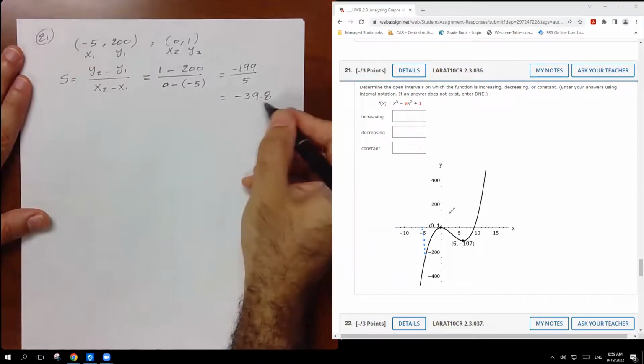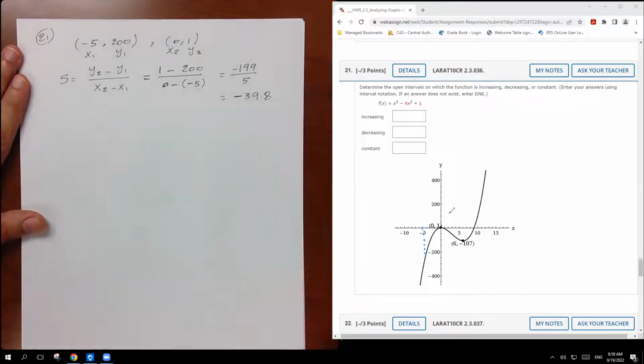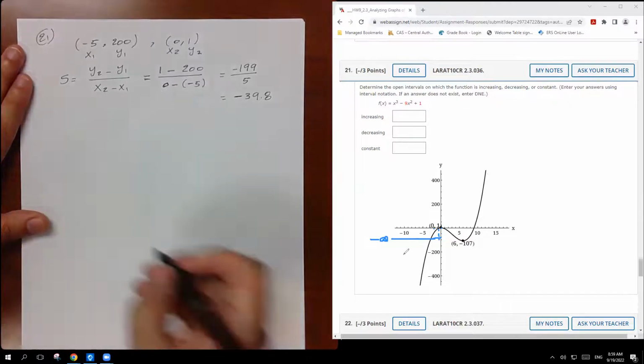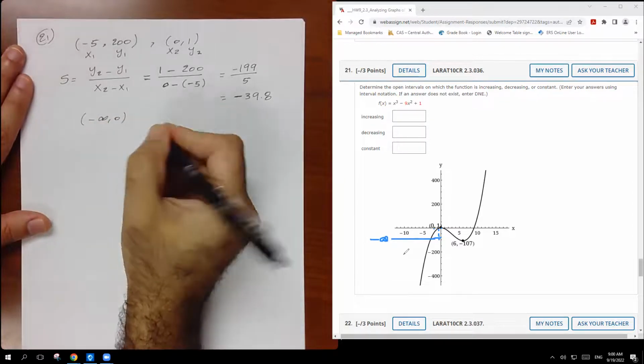Again, I'm not going to care about how much the result of the slope is. I'm going to care about the sign, which is negative. That means I'm going to follow the x coordinate. So for the first part, from negative infinity keep going to this point. Now to this one. The x for this point is 0. So I'm going to say from negative infinity to 0, the graph is decreasing.